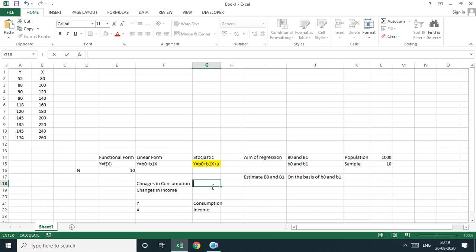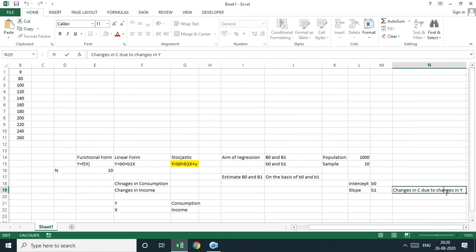Okay, so in this model, there are two parameters. One is the intercept, beta 0, and one is the slope value, beta 1. This slope coefficient beta 1 tells us the changes in consumption due to changes in income, or changes in y due to changes in x.